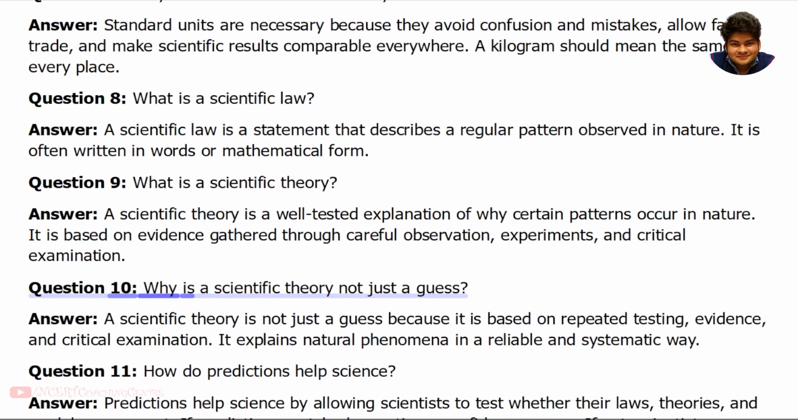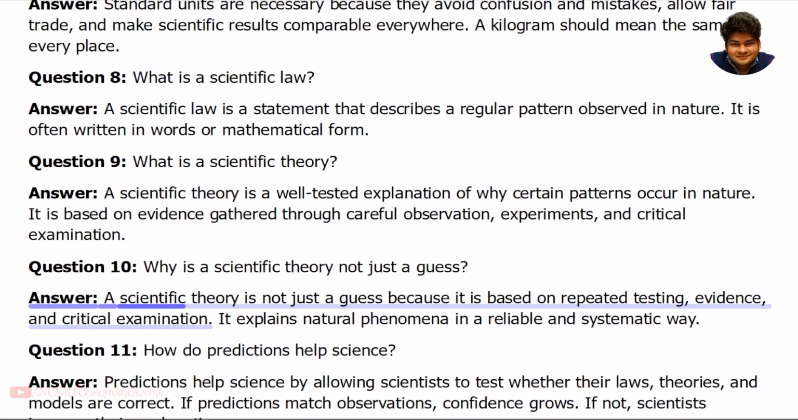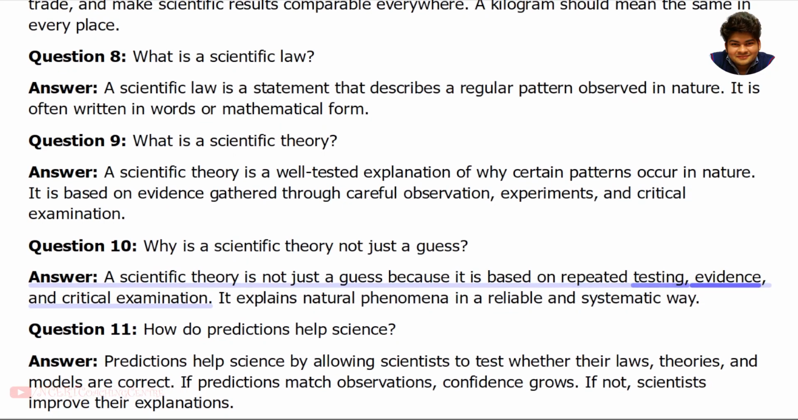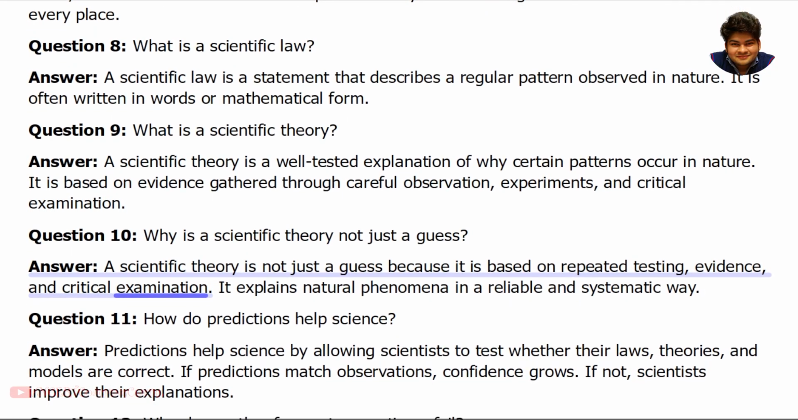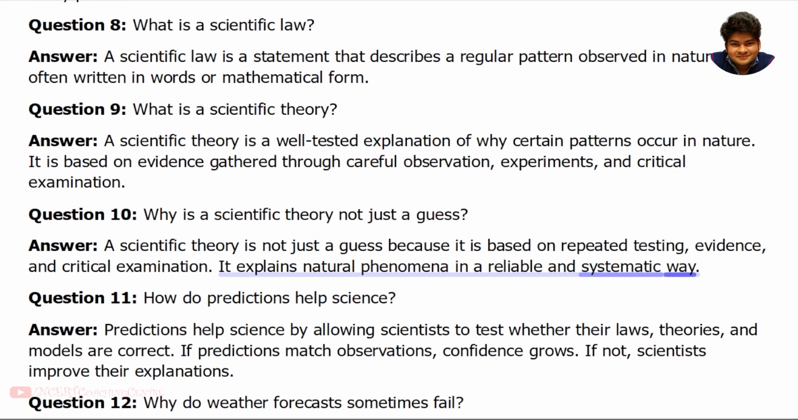Question 10. Why is a scientific theory not just a guess? Answer: a scientific theory is not just a guess because it is based on repeated testing, evidence, and critical examination. It explains natural phenomena in a reliable and systematic way.